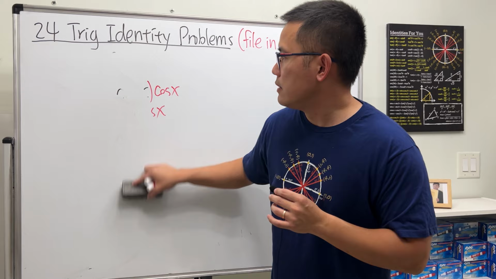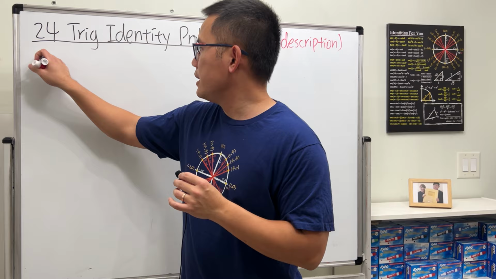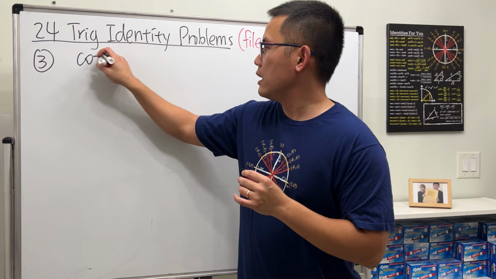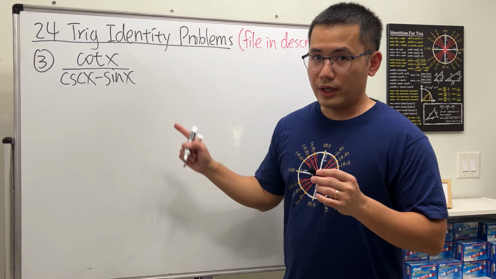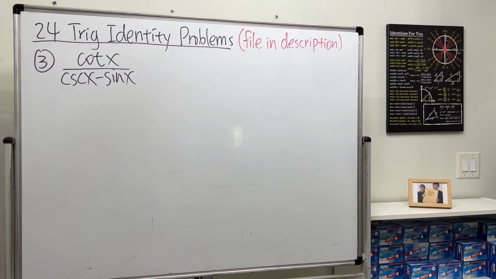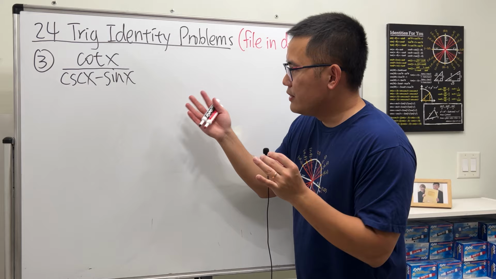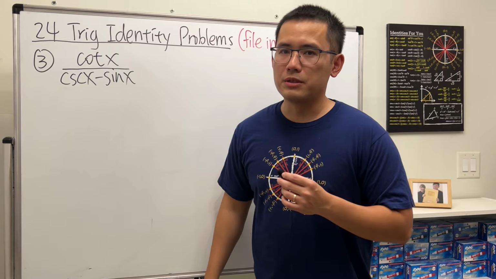Alright, number 3, here we have cotangent x over, and then on the bottom we have cosecant x minus sine x, so csc x minus sine x. Alright, try this one first. If you take a look right here, again, we can do what we did earlier. Change this and that in terms of sine and cosine.